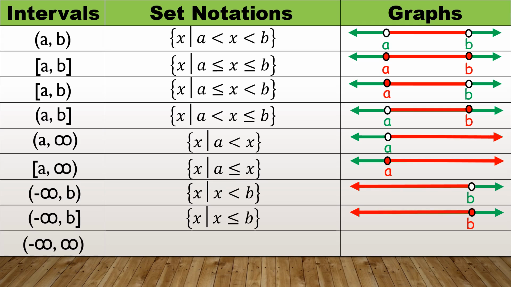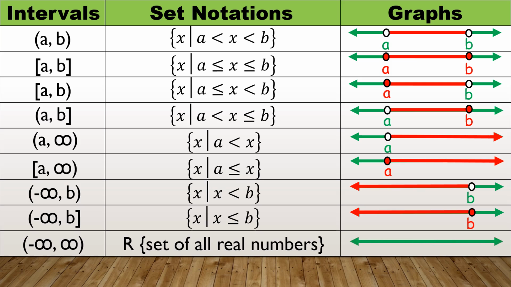And last, but definitely not the least, we have the negative infinity to positive infinity. And for our set notations, we have R. In our algebra, the symbol R stands for the set of all real numbers. And the shaded part in our graph is, of course, from negative infinity to positive infinity. Therefore, all of the real numbers are included in the solution set.